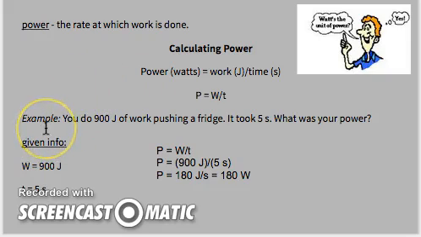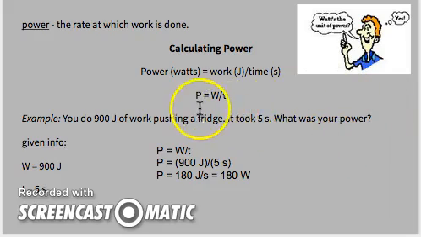All right, here's our example problem for power. Let's say you do 900 joules of work pushing a fridge, and it took 5 seconds. What was your power that you exerted? As we read the problem again, we're going to look at our given information. You do 900 joules of work. So we've got work, W, equals 900 joules, and it took 5 seconds. And our time, T, equals 5 seconds. So power, P, is equal to a question mark. That's what we're trying to find because that's what the question asks us to get.